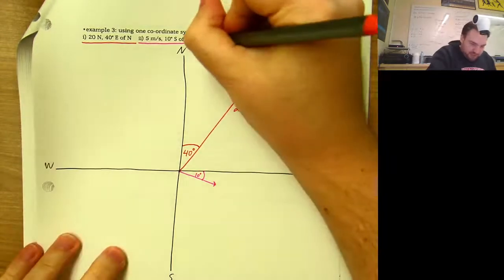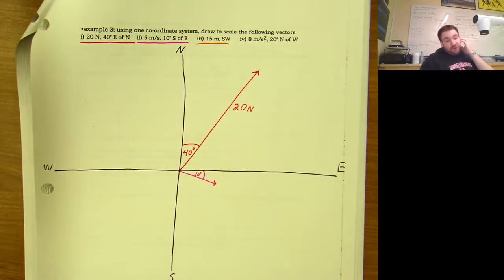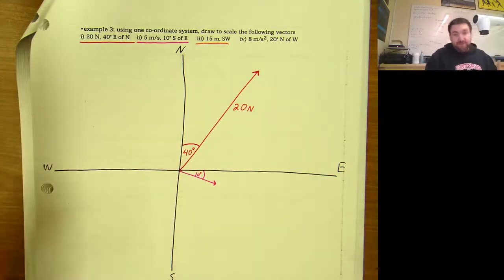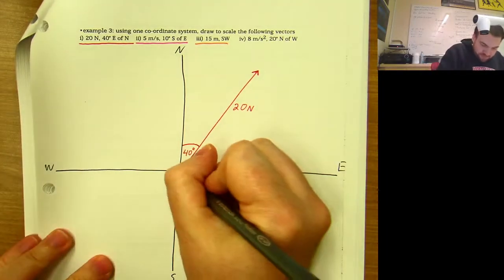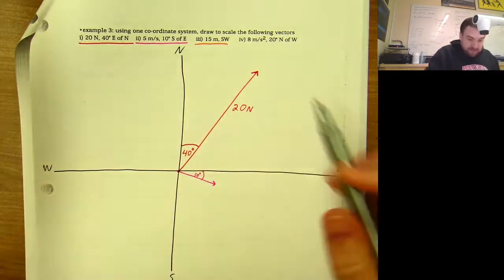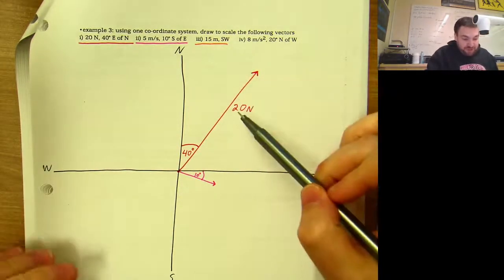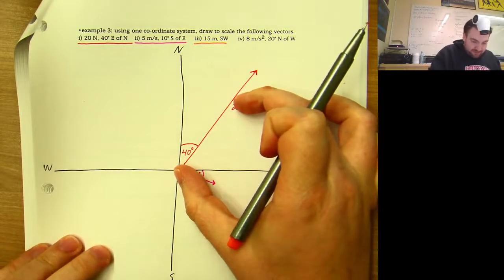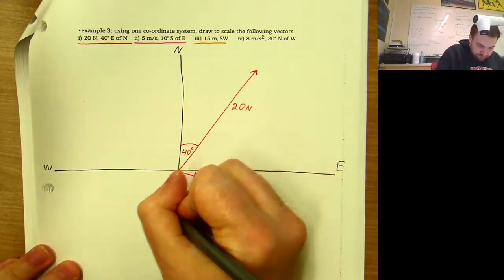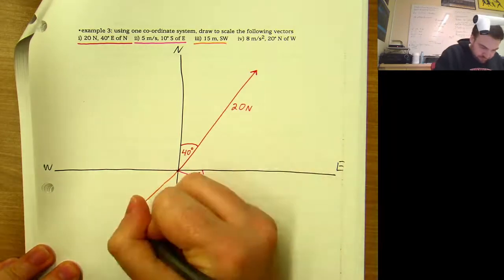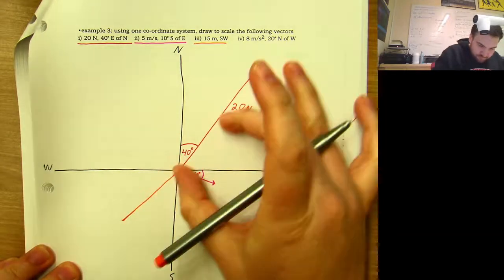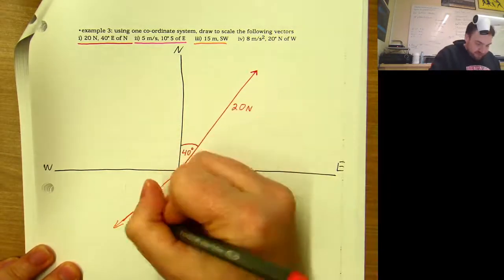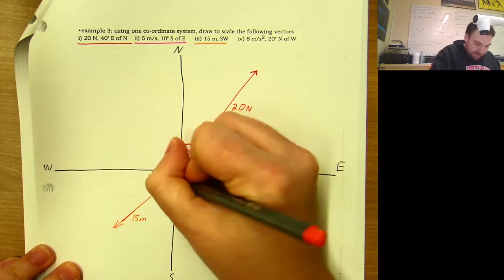This next guy in orange. I want 15 meters southwest. Well, due southwest means exactly halfway between south and west. This is 90, so halfway is 45. So something, and it's 15. 15 is 3/4 of 20, so we want something that's 3/4 the length. So it looks like that. Something looks like that. So that's our 15-meter vector at 45 degrees.